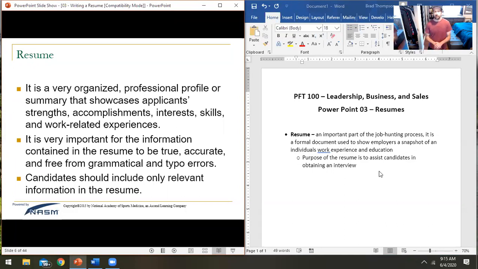So it's a very organized, very professional profile that summarizes your strengths, accomplishments, interests, skills, and work-related experience. We're going to see one thing here: interests and skills as two separate sections. That's because the resume format they talk about in this PowerPoint, you guys remember yesterday I was talking about how this comes out of a textbook for the recreation world.